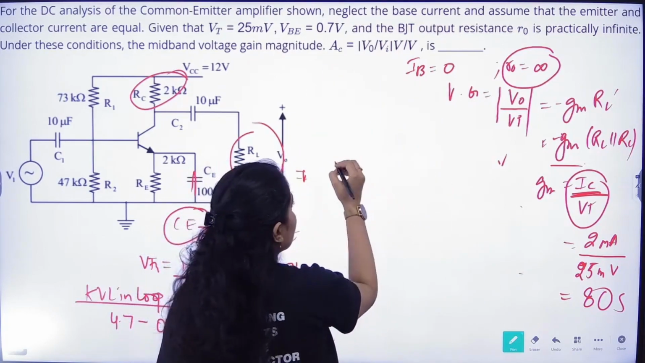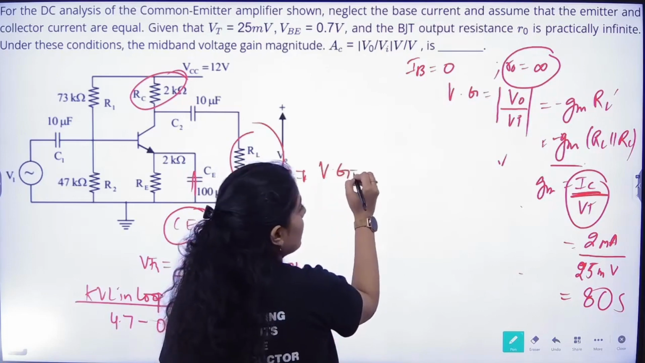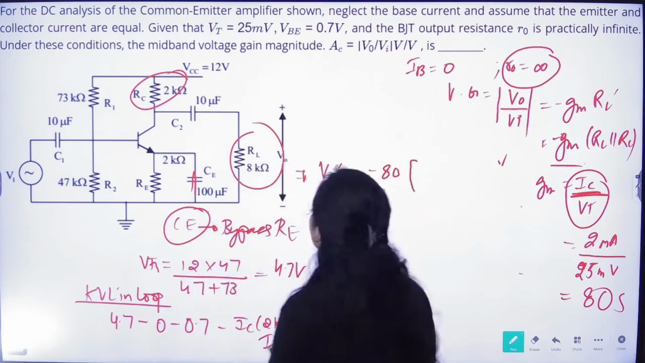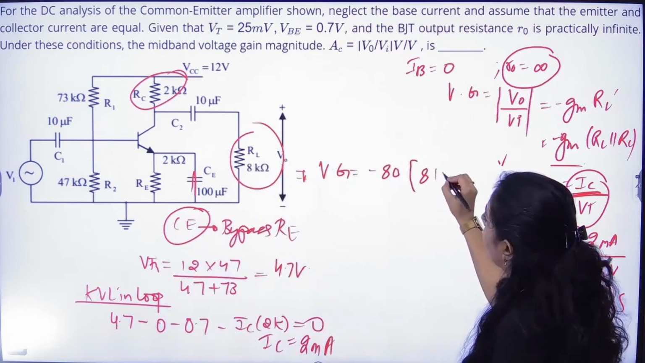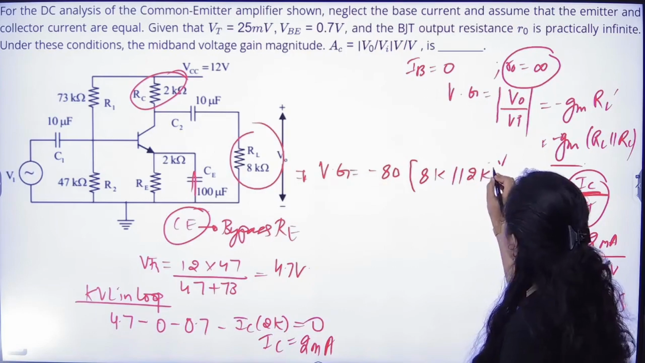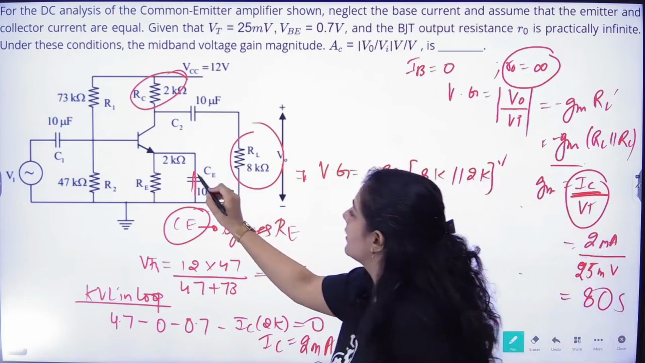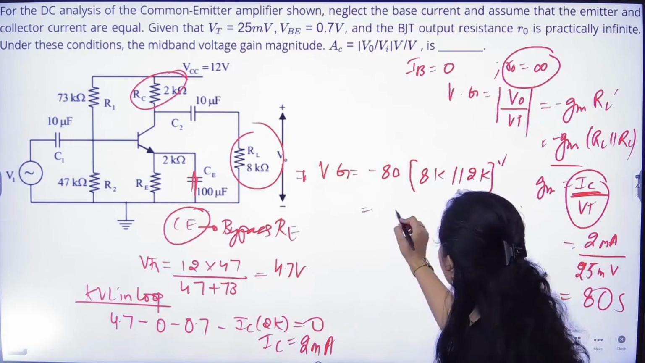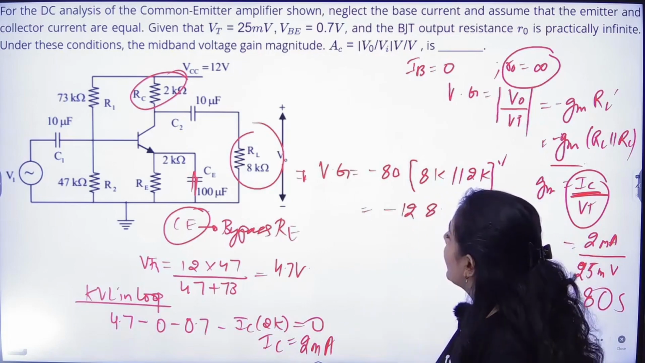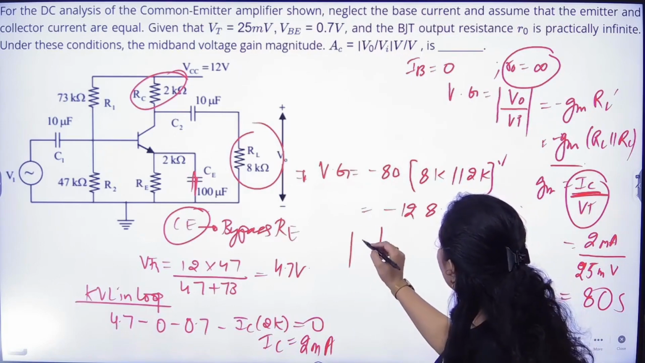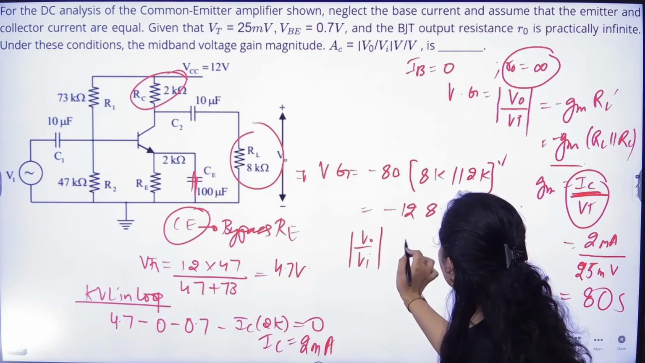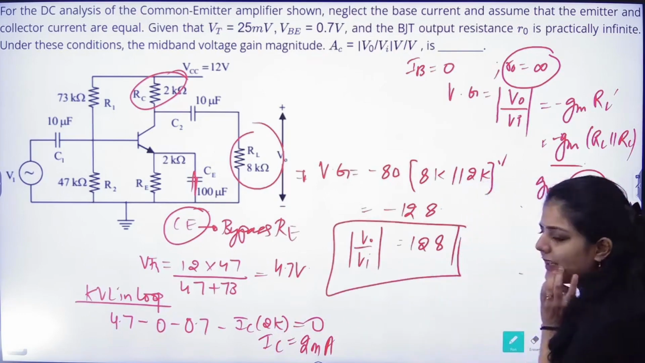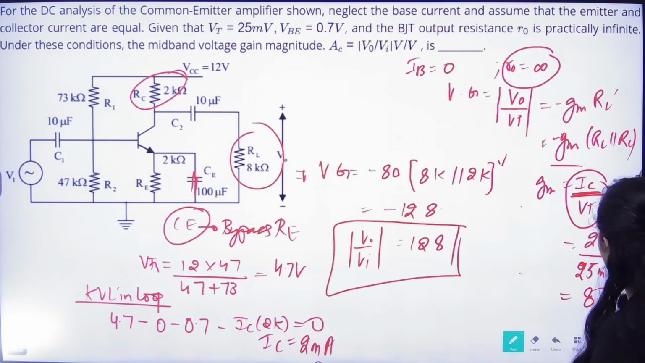The voltage gain will be equal to minus 80 into RL, which is 8K in parallel with 2K. This is bypassed, right? So voltage gain will come out to be minus 128. What they're asking is the magnitude, so the magnitude will be 128. So this way we can easily find the voltage gain. That was the easy question again.